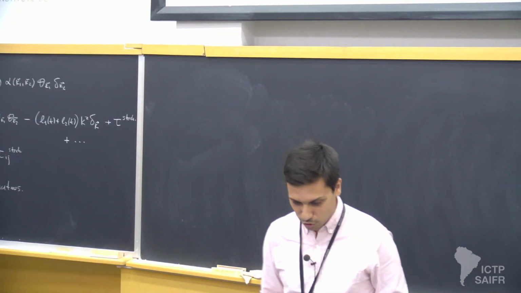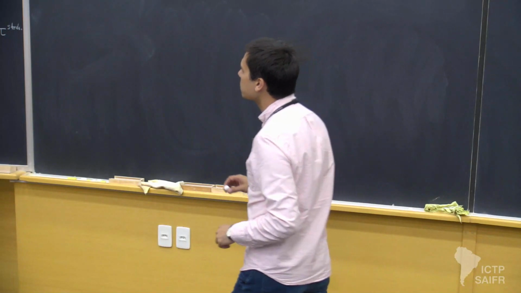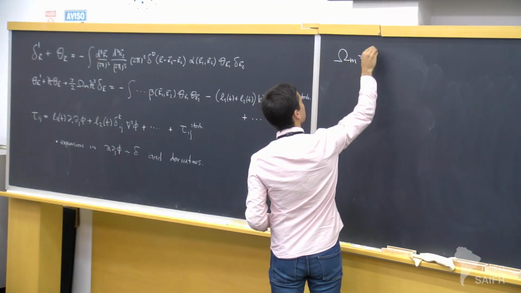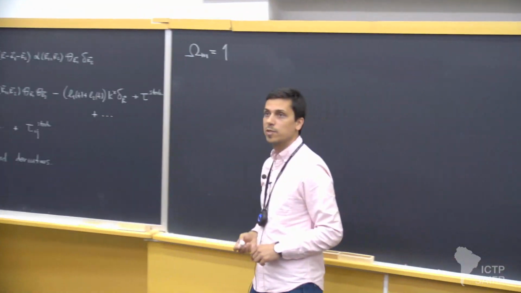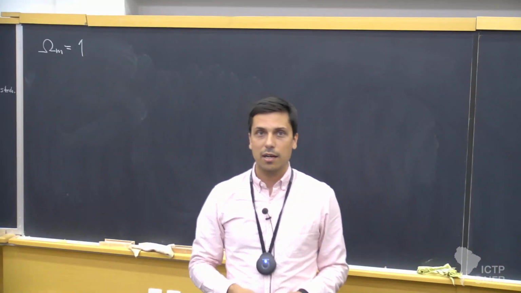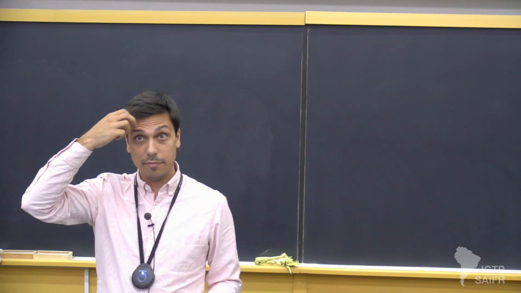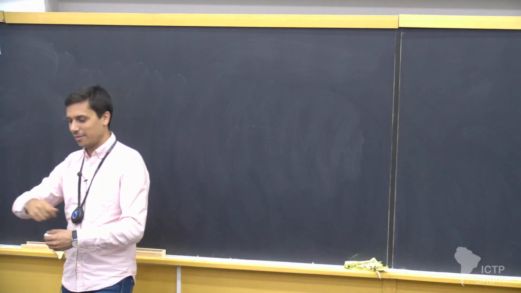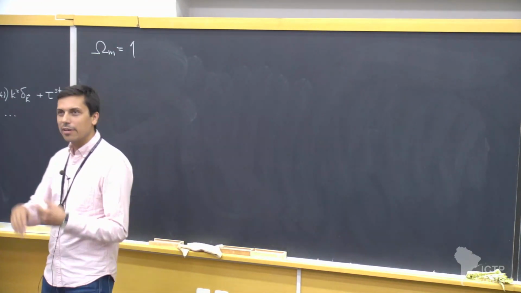Let's see. What should I say? First of all, let us focus on the case where omega matter is equal to 1. This is for simplicity. Everything can be done also in lambda CDM, but it is a bit more complicated. It requires solving some things numerically and so on and so forth.